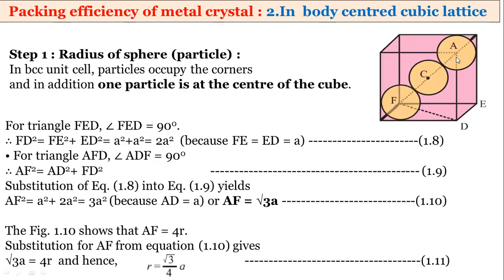For a triangle, see this diagram shown here. If it is asked in the examination, we also have to draw this diagram. So for triangle FED, see this triangle FED. In this triangle, angle FED is equal to 90 degrees. See this angle, FED, this angle here. This angle is 90 degrees.